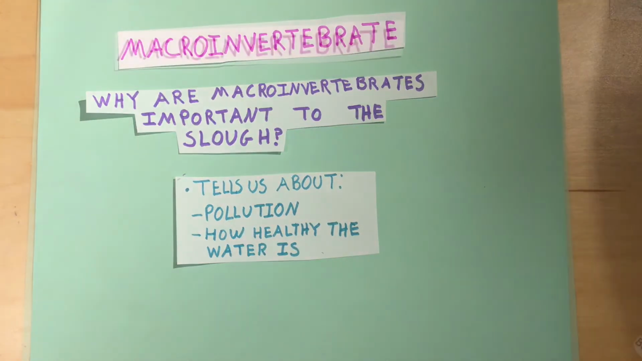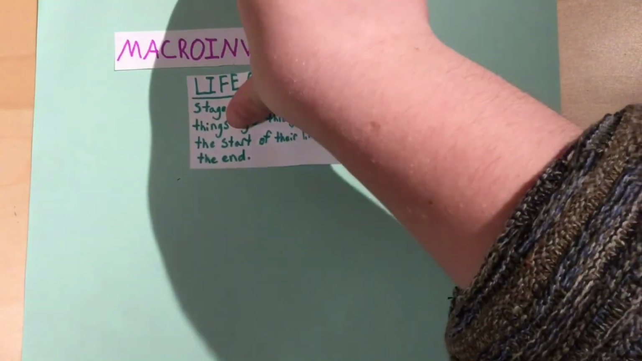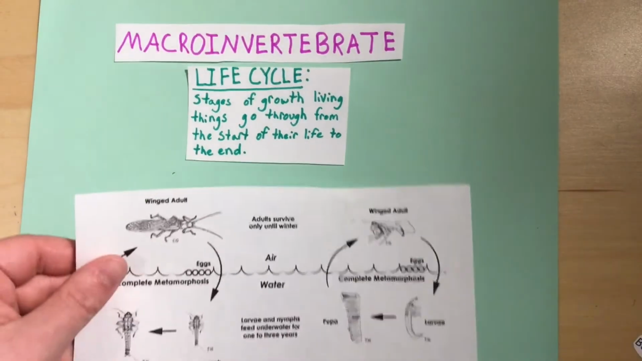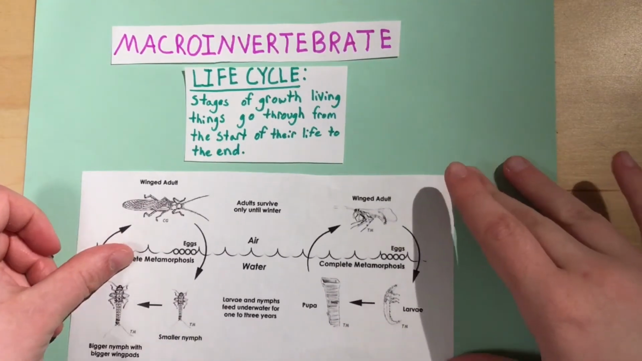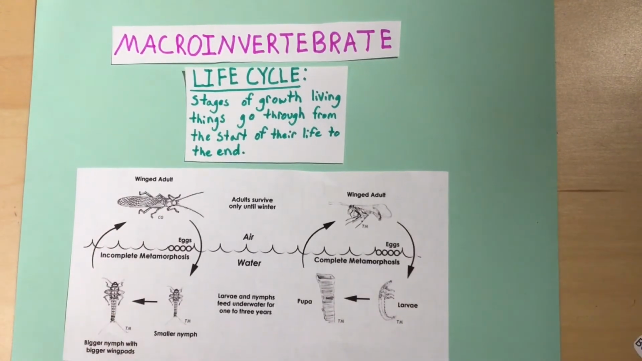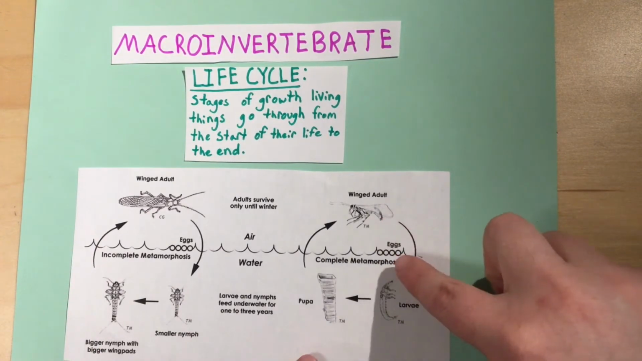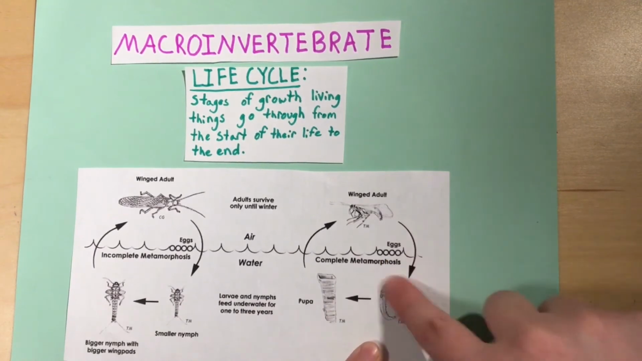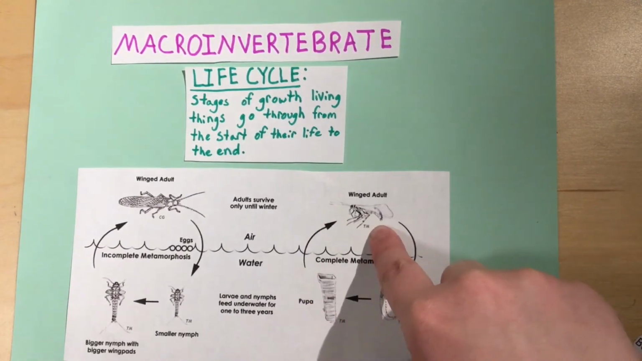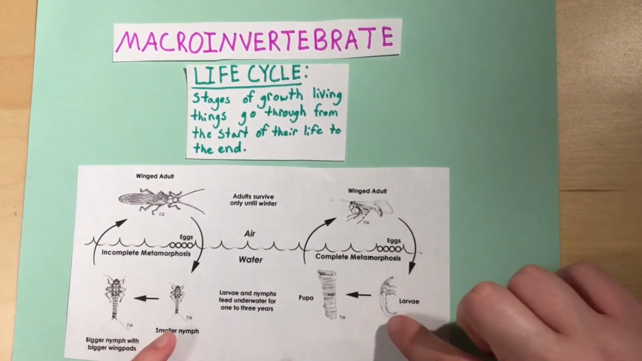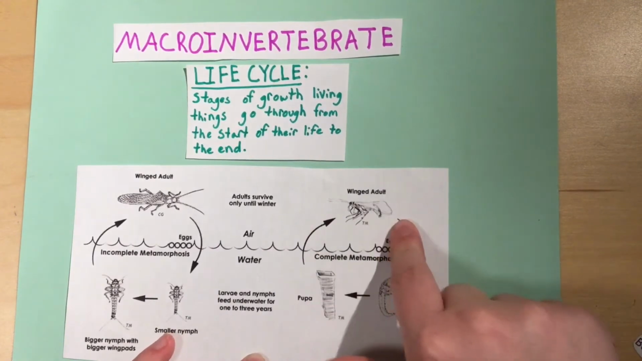With macroinvertebrates, there's things called life cycles. And life cycles are stages of growth that living things go through from the start of their life to the end of their life. Here is a photo of 2 different life cycles that macroinvertebrates go through. We have incomplete metamorphosis and we have complete metamorphosis. So an example of this, just briefly, with complete metamorphosis, they start off as something else and then they turn into that. So a good example that I like to think about is with caterpillars. Caterpillars are the larvae and then they turn into butterflies.